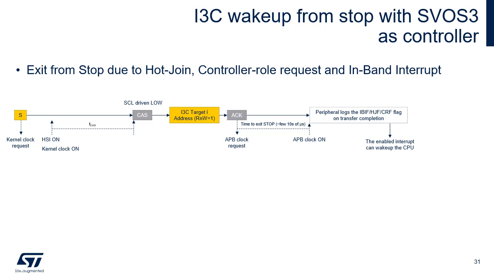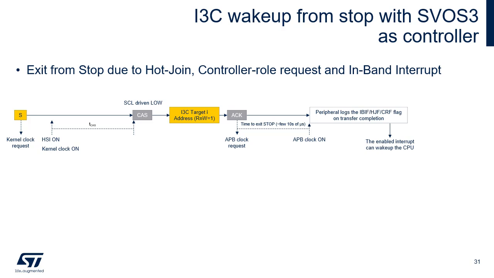Second step. The system enables the source oscillator of the I3C kernel clock, and the clock gets ready after a few microseconds from HSI. The user may keep the source oscillator on in stop mode to reduce the startup latency at the expense of power consumption. Once the kernel clock is provided and running, the I3C hardware uses an internal timer to wait for the corresponding TCAS time to elapse, then drives low SCL and continues toggling SCL to let the target perform its hot join, in-band interrupt, or controller role request on the I3C bus.